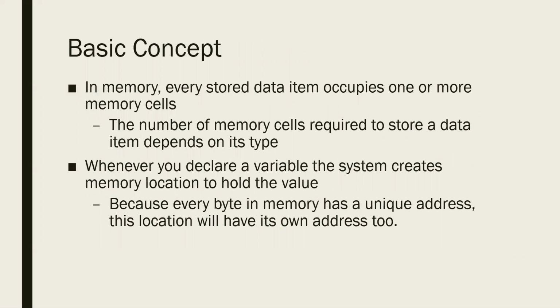Here's the basic concept of pointers. In memory, every stored data item occupies one or more memory cells. The number of memory cells required to store a data item depends on its type. When you declare a variable, the system creates a memory location to hold the value. Because every byte in memory has a unique address, this location will have its own address too.